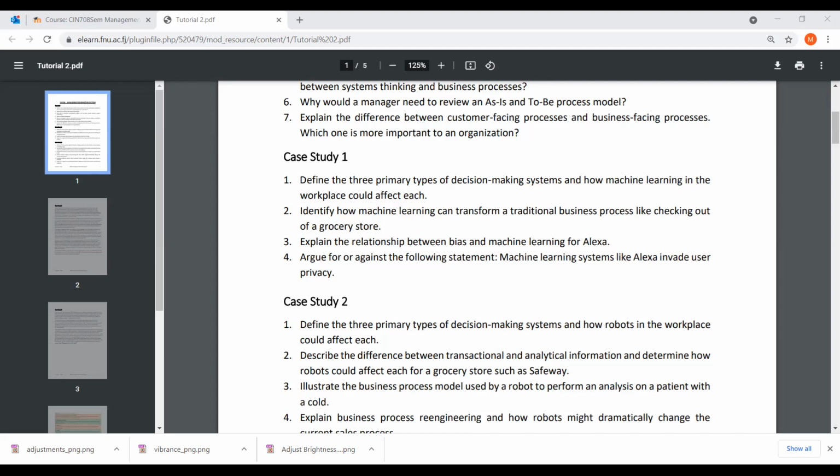And it is working here in Fiji. It's just that we may be unaware. It's just that we may be ignorant, not knowing about it or not learning about it. But it is very much in use. So to answer our question, we said machine learning can automate business processes. Now, how can it automate business processes in the case of checking out of a grocery store?